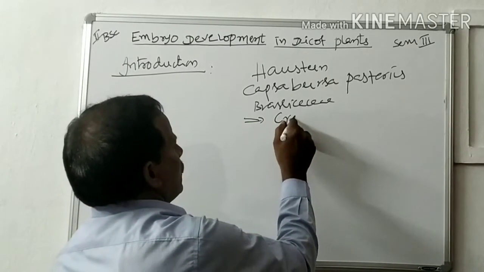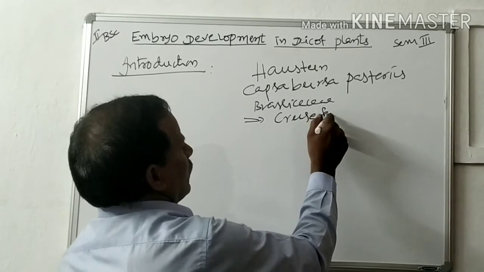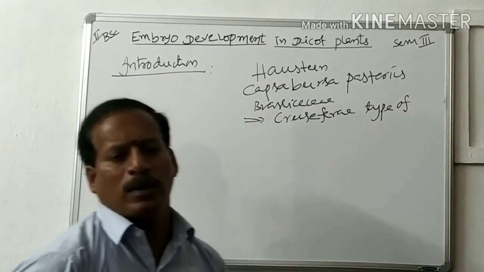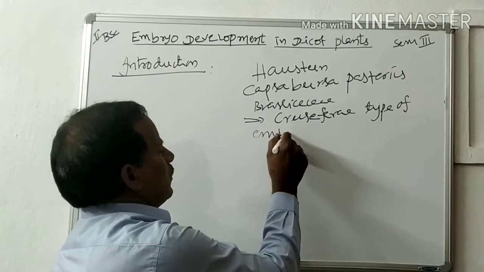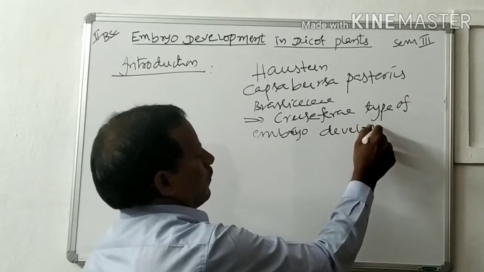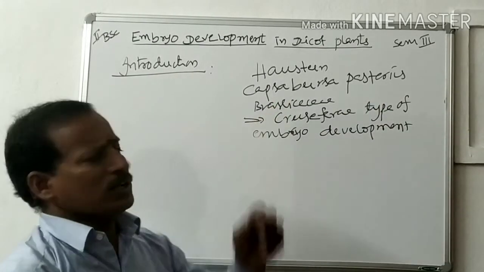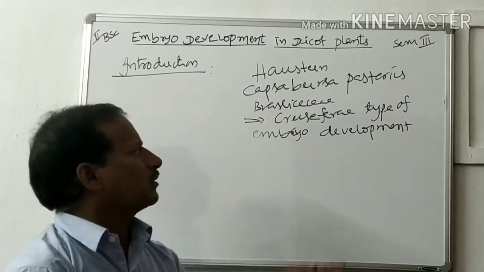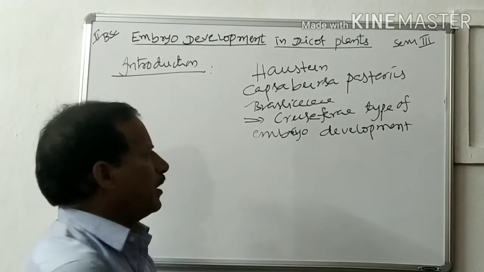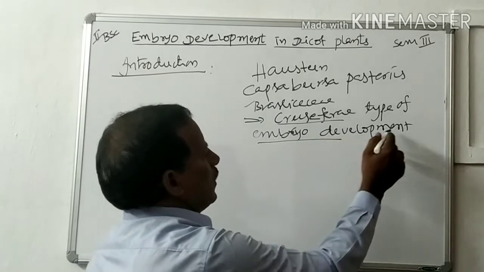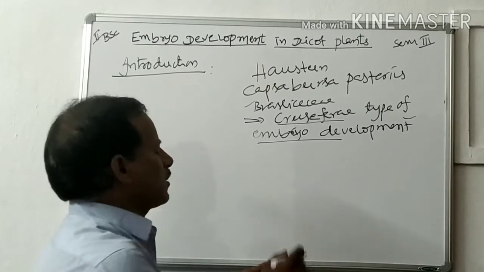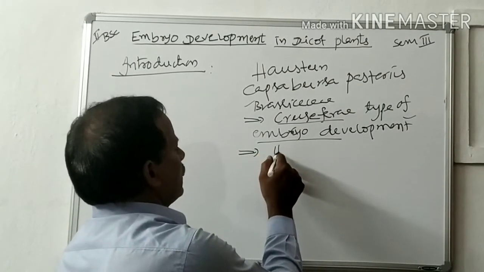This is called the Cruciferae type of embryo development. It was discovered by Ornstein in Capsella bursa-pastoris, which belongs to the Brassicaceae or Cruciferae, and this is considered as the cruciferous type of embryo development in dicots. It is very common in all dicots.